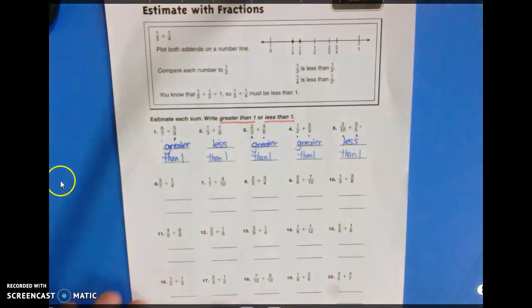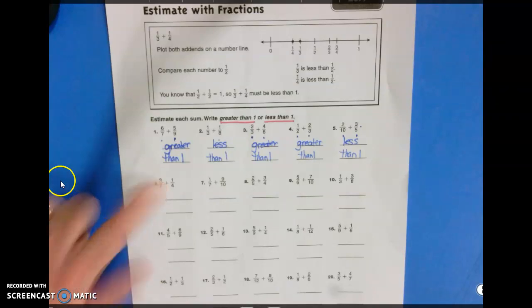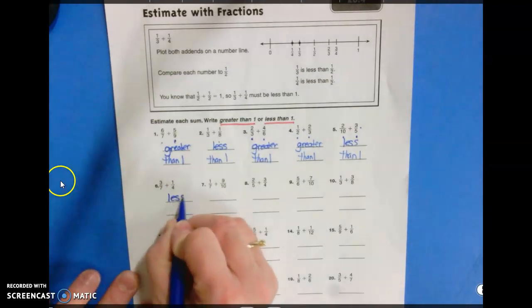How about number 6? 3/7, which remember what's half of 7? Oh yeah, 3.5 is half. 3.5 is half of 7. So this is a little under half. This is way under half. So my answer is less than 1.